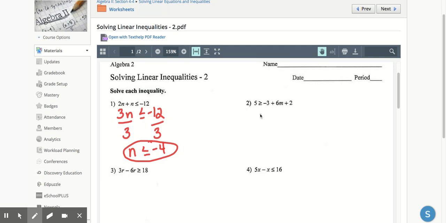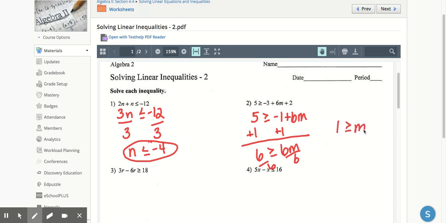Over here in question 2, we have like terms on the right-hand side. So we're going to keep the 5 over here is greater than or equal to negative 3 plus 2 is going to be negative 1. We've got plus 6m. And then we want to isolate that variable. So go ahead and add 1 to both sides. We have 6 is greater than or equal to 6m. And then we can divide both sides of the inequality by 6. So just keep in mind, I know that sometimes this will throw you off. 6 divided by 6 is just 1 is greater than or equal to m.